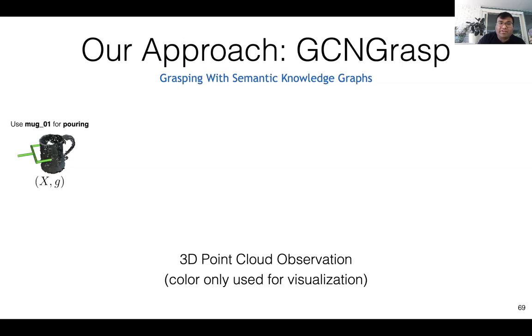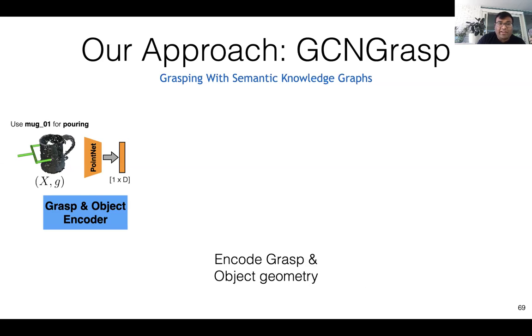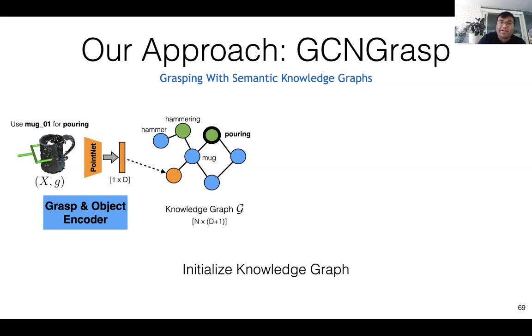Given an object, the 3D point cloud of an object, we sample lots of stable grasps. Given a stable grasp, we generate the point cloud for the stable grasp and the object. And then we can encode it using the grasp and object encoder into a d-dimensional vector. And that is used to initialize the knowledge graph. So we are going to initialize a knowledge graph which has objects and tasks as nodes, and also the 3D point cloud representation of this grasp.